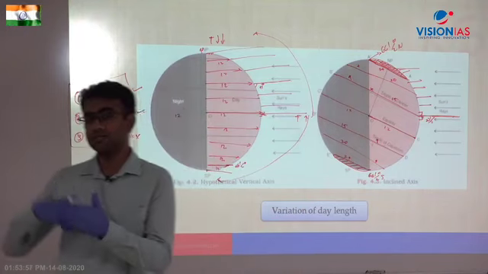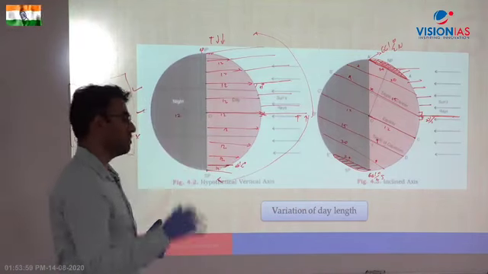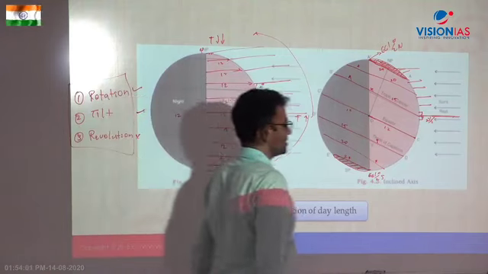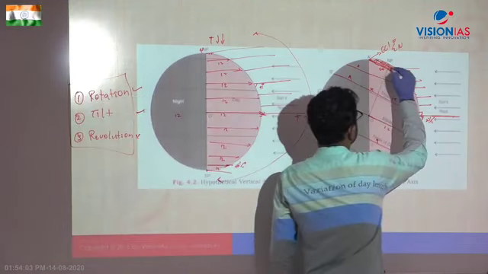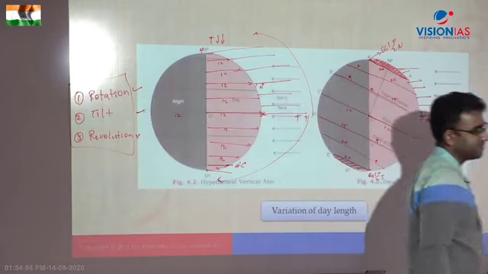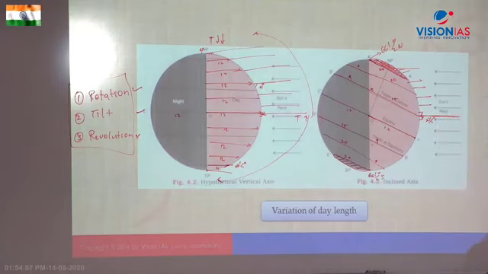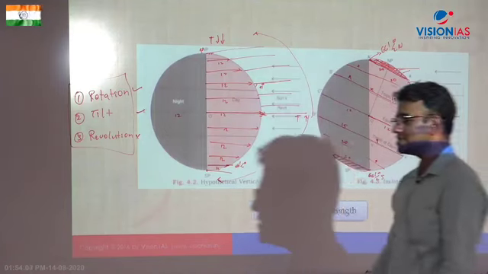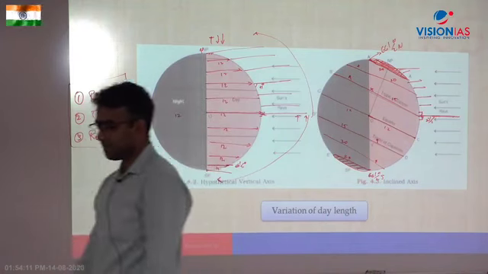And if you go beyond 66.5 degrees, it's always brightness. The sun never sets. That is what we call the land of the midnight sun. The polar region is also called the land of the midnight sun, right?